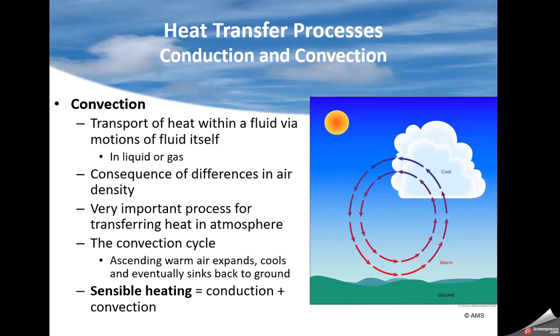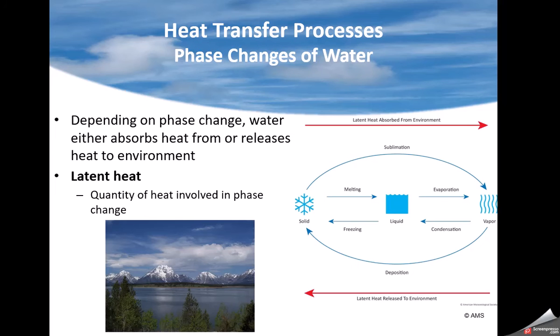Sensible heating is just conduction and convection together. It dominates much of the heat transfer in the atmosphere. There's one other piece to this, though. Because we have water vapor in the atmosphere, and water vapor actually holds a tremendous amount of energy, it causes more heating transfers.